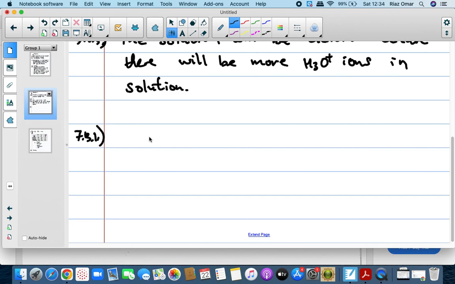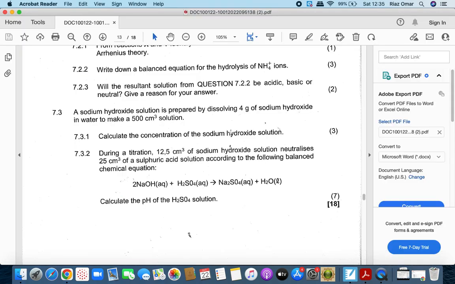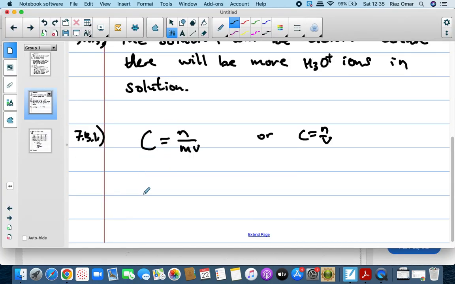7.3.1. Concentration is equal to number of moles over volume. You can say number of moles is actual mass over molar mass, times volume. We're going to use C equals N over V, depending on what we are given, right? So looking at our solution, we have the actual mass of sodium hydroxide, which is 4 grams. Molar mass, we can work it out, and the volume is 500 centimeters cube, which we can work out. So let's just use this first equation. We could use the other one as well.